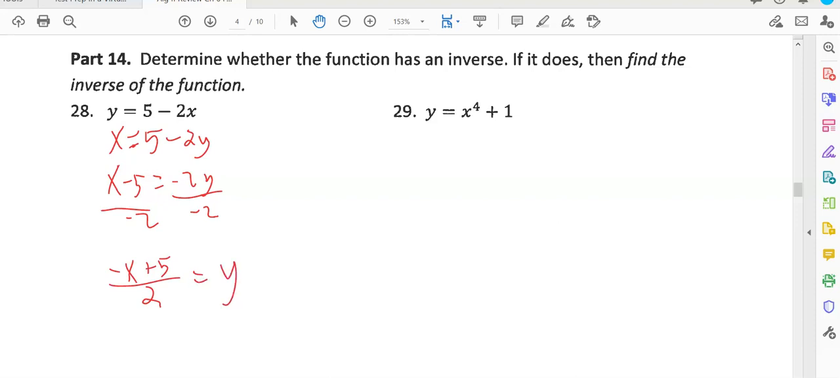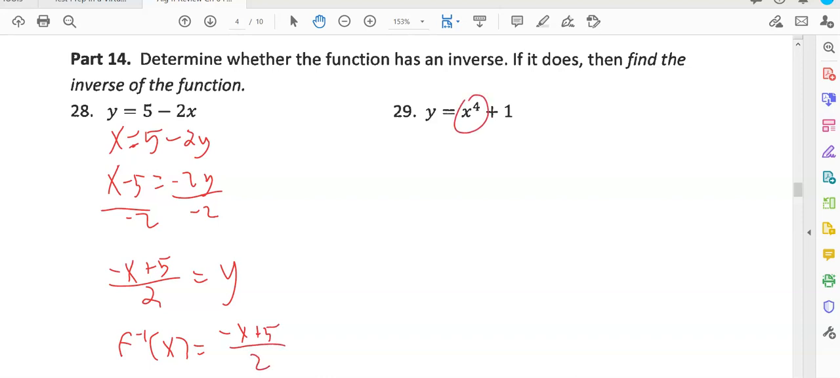But the last step, I really like that y in the beginning, and we've got to call it by its proper name. If this was a function, let's call it the f function. This would be f inverse of x equals negative x plus 5 over 2, something like that.